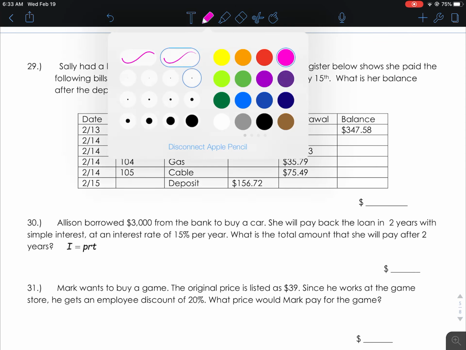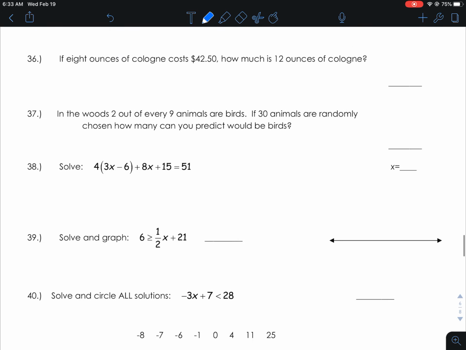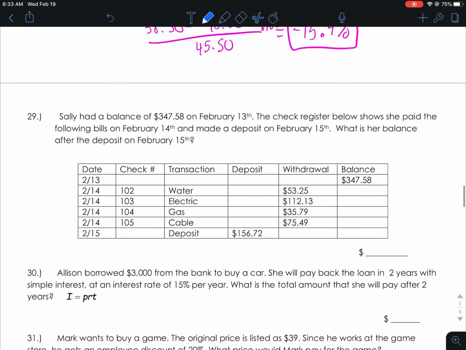Okay, this is going to be the second section, which is going to go over any problem from 29 through 42. All right, so we'll start with the first one. This is like a check registry. They're asking what the balance is going to be on February 15th. So this is her start balance.